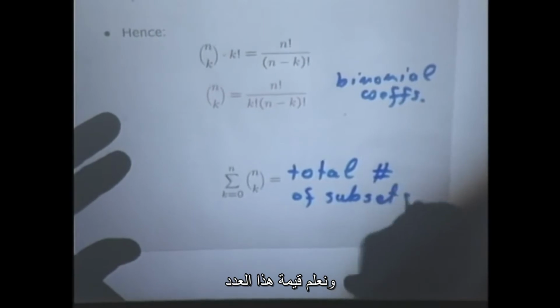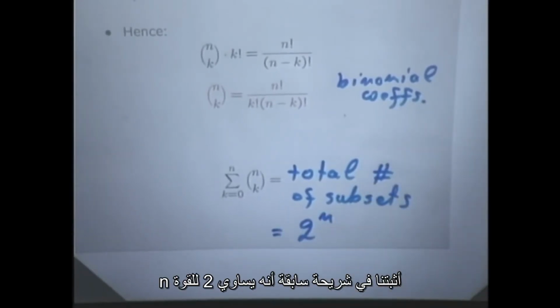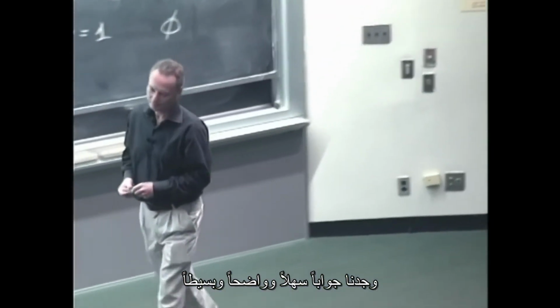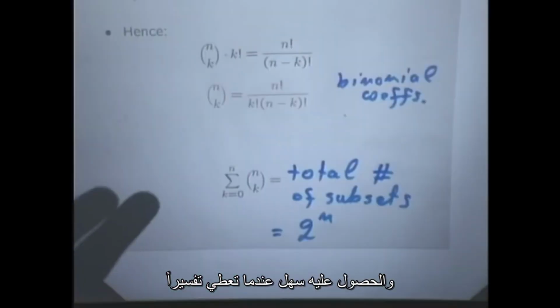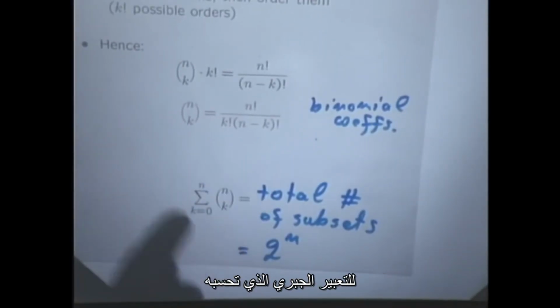And we know what this is. A couple of slides ago, we discussed that this number is equal to 2 to the n. So nice, clean, and simple answer, which is easy to get, easy to guess once you give an interpretation to the algebraic expression that you have in front of you.